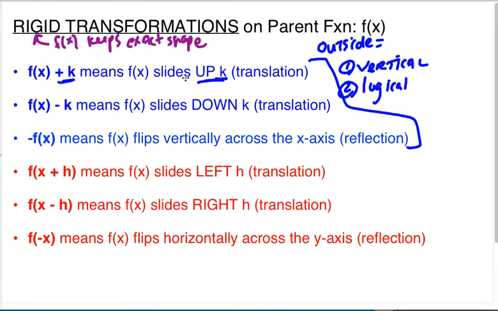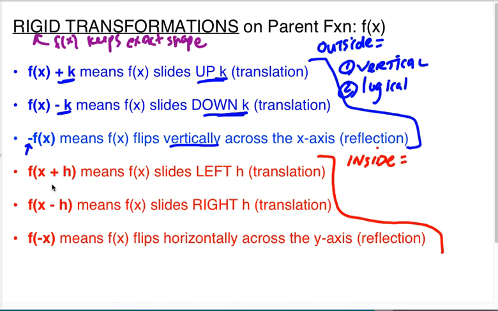Plus k means up k units. Minus k means down k units. A minus in front of the f of x means flip vertically, meaning across the x-axis, right? And we're going to do examples of this in a minute. But in red, I have changes that were made inside the function. Okay, so changes that happen inside whatever my parent function is, right?